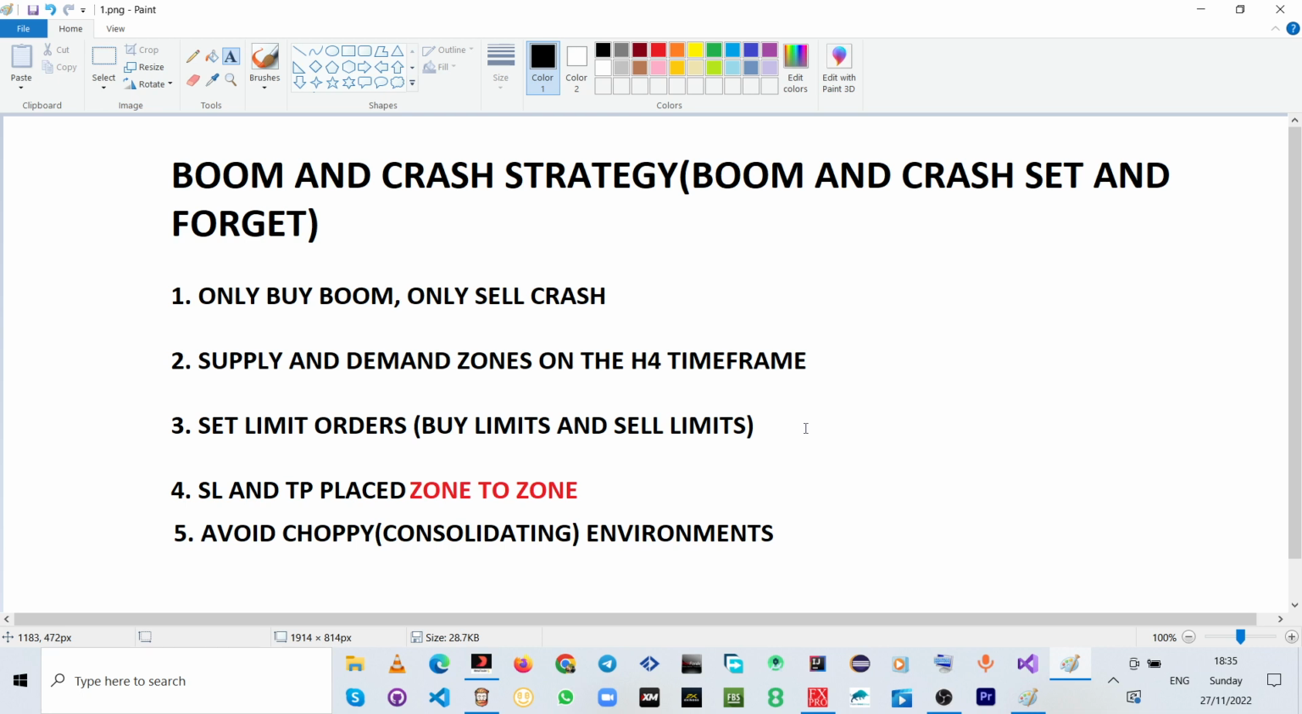So we're just going to be looking for buys, guys. This is the major rule, that's why it is number 1. We're only buying boom and only selling crash. No matter what you see, no matter what, that's the golden rule. That's the backbone, the foundation of the strategy.